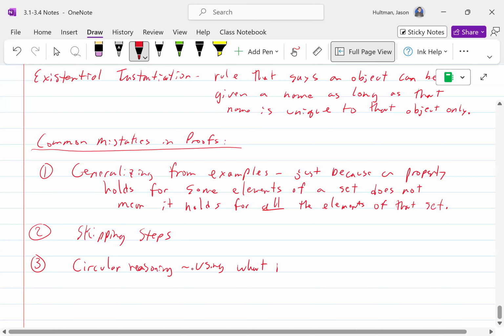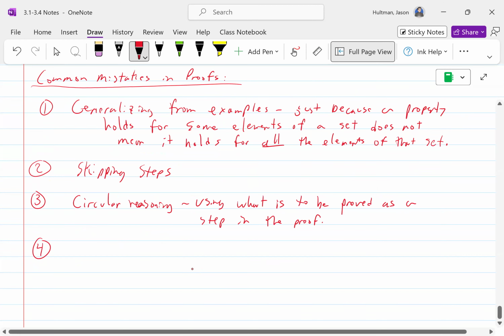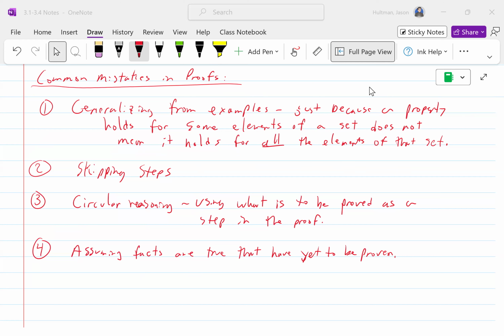Circular reasoning. Using what is to be proved as a step in the proof. That's not good. That's illogical. Okay, assuming facts are true that have yet to be proven. Again, not good. Okay. So some things to do and some things to not do. Okay, and that is section 3.3.